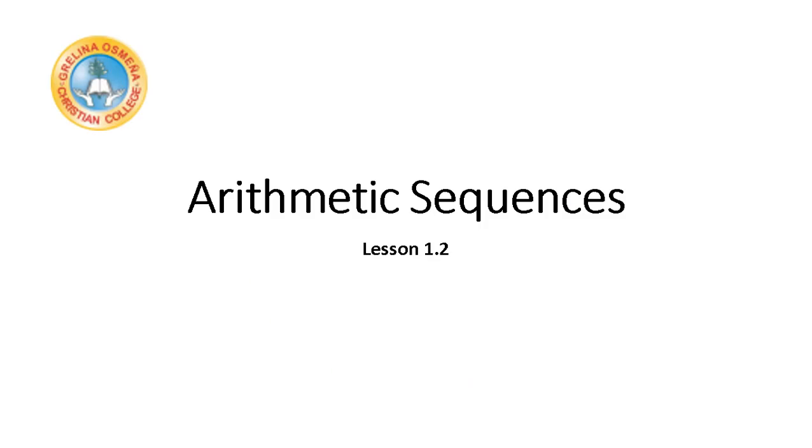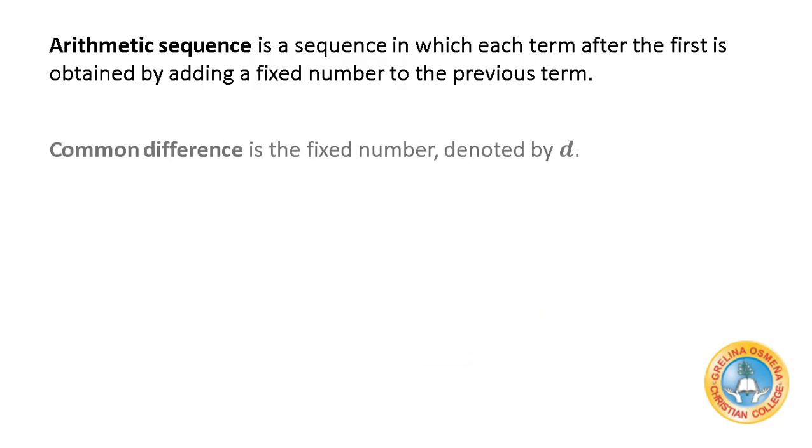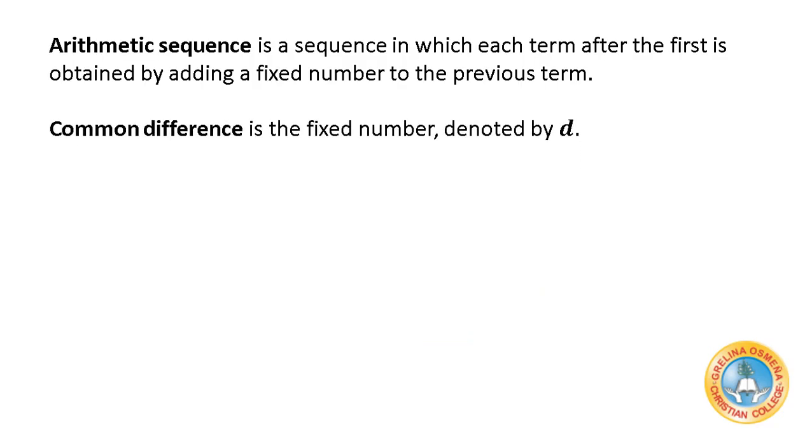We are now in lesson 1.2, arithmetic sequences. An arithmetic sequence is a sequence in which each term after the first is obtained by adding a fixed number to the previous term. Just remember that when we say arithmetic, that is addition. And the fixed number there is what we call the common difference, which is denoted by the letter d.